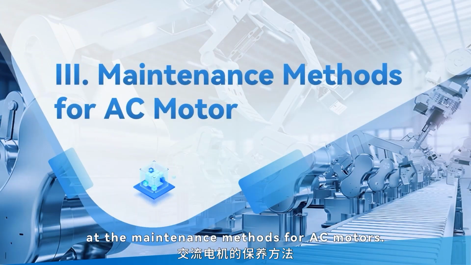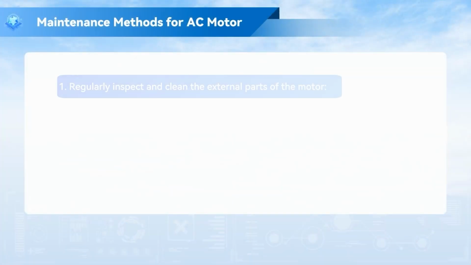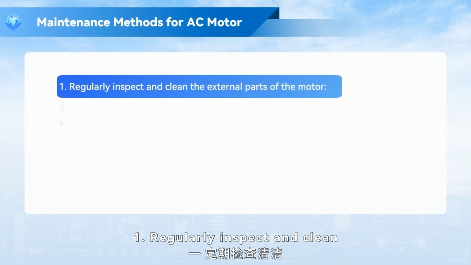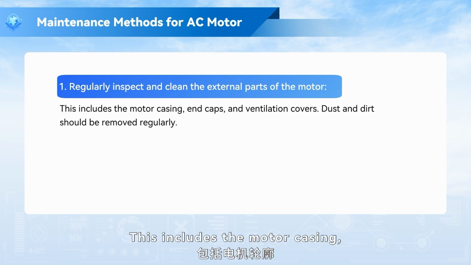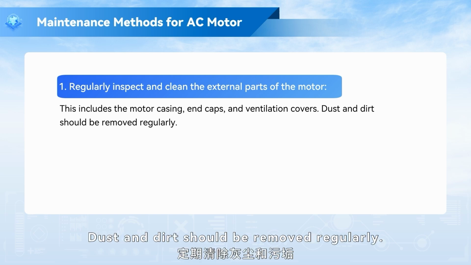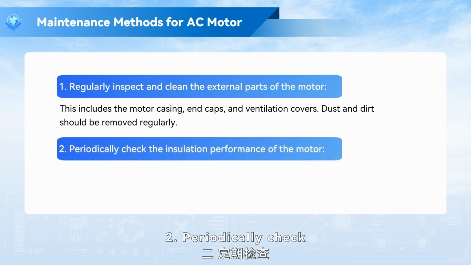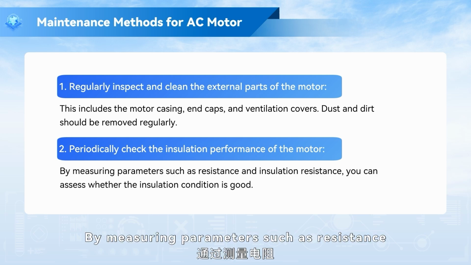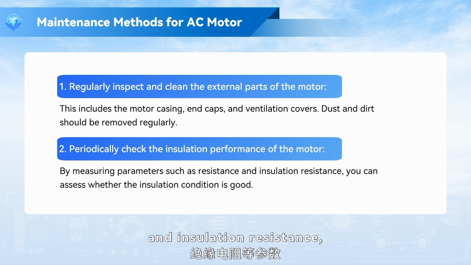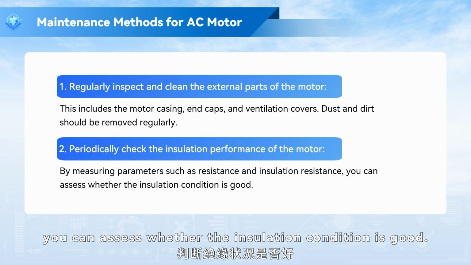Finally, let's look at the maintenance methods for AC motors. 1. Regularly inspect and clean the external parts of the motor. This includes the motor casing, end covers, and ventilation covers. Dust and dirt should be removed regularly. 2. Periodically check the insulation performance of the motor. By measuring parameters such as resistance and insulation resistance, you can assess whether the insulation condition is good.